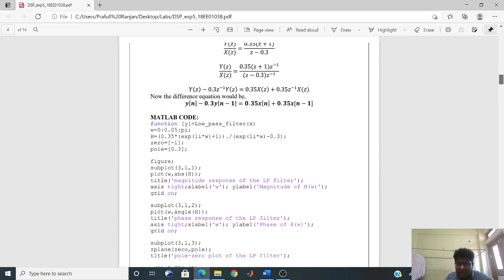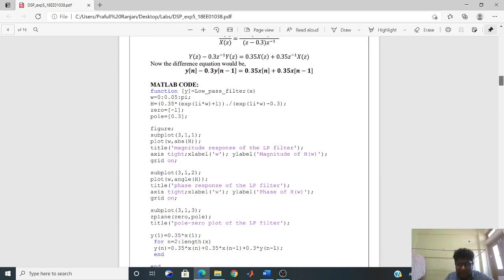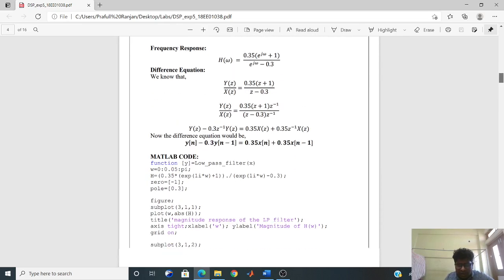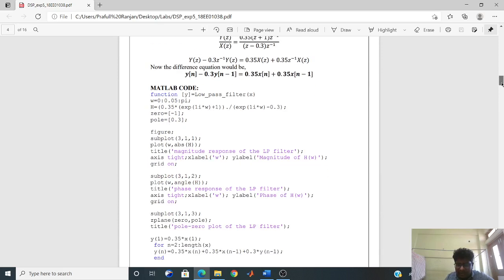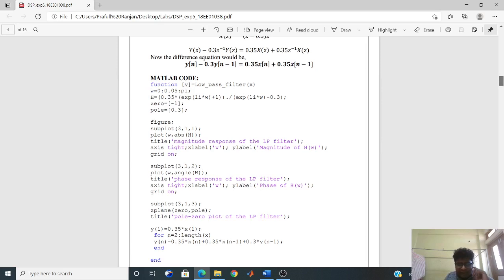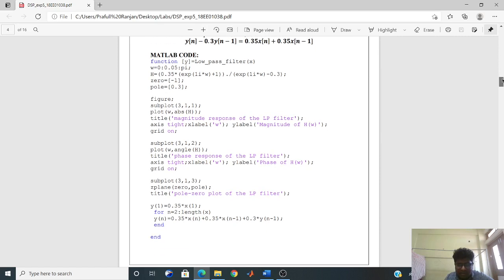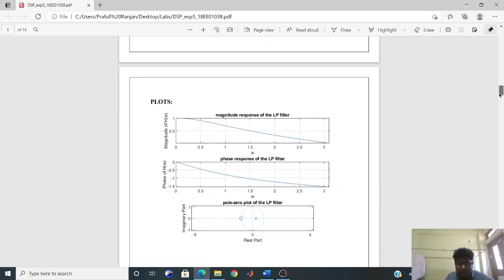Now this is the MATLAB code, here for the low pass filter. I am giving the x input from the main code which I have attached below. I am plotting from 0 to pi, and this is H which I have calculated from the above equations, and these are the zeros and poles, and these are the plots. So let's see the plot.